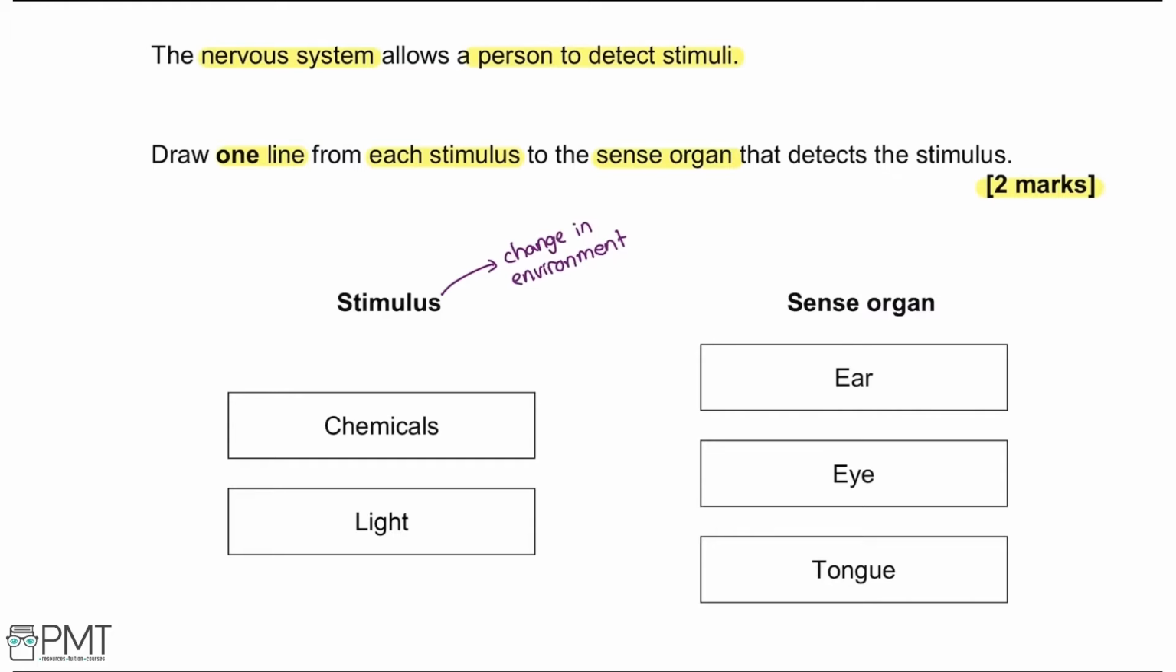So what you have to do is match the boxes on the left to 2 of the boxes on the right. So the chemicals are detected by your tongue, it's referring to what you're tasting, so you draw a line between those 2, and the second box is light, you detect that with your eye.